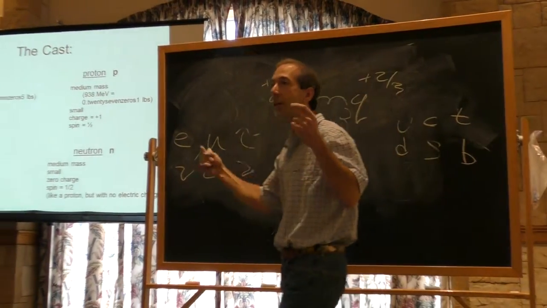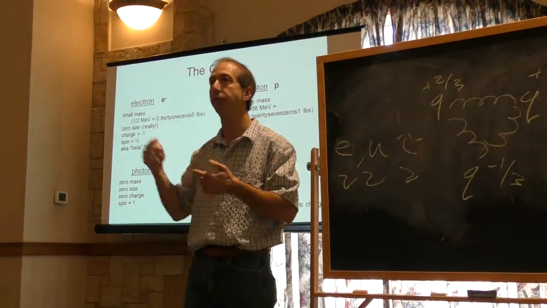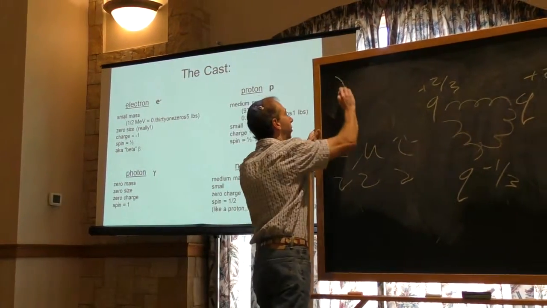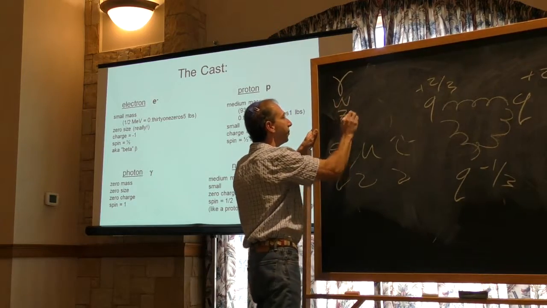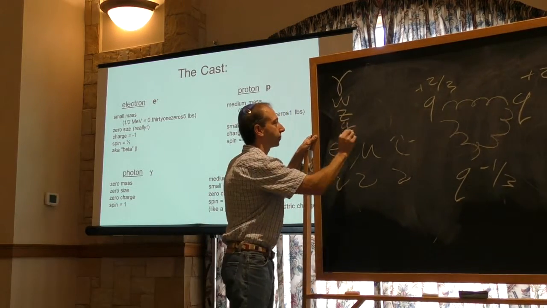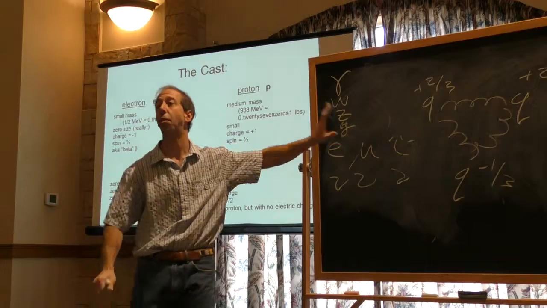Then I have things that carry force between particles. And photons are the example of that. So I have a photon, I have a W, and I have a Z, and I have a gluon. Okay, so for my purposes here... That's all you got. That's the whole universe right there.